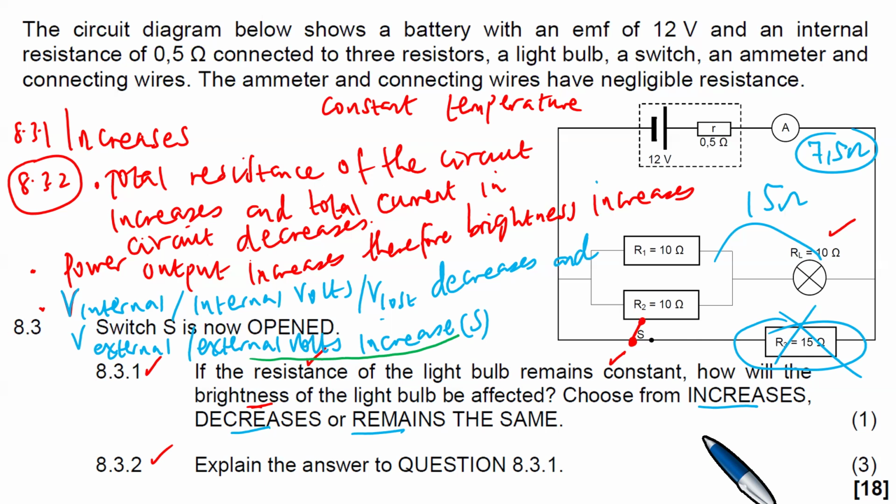So this is exactly what we're able to observe. This is what we're able to observe. And that will be the reason for the brightness of the light bulb to therefore increase.